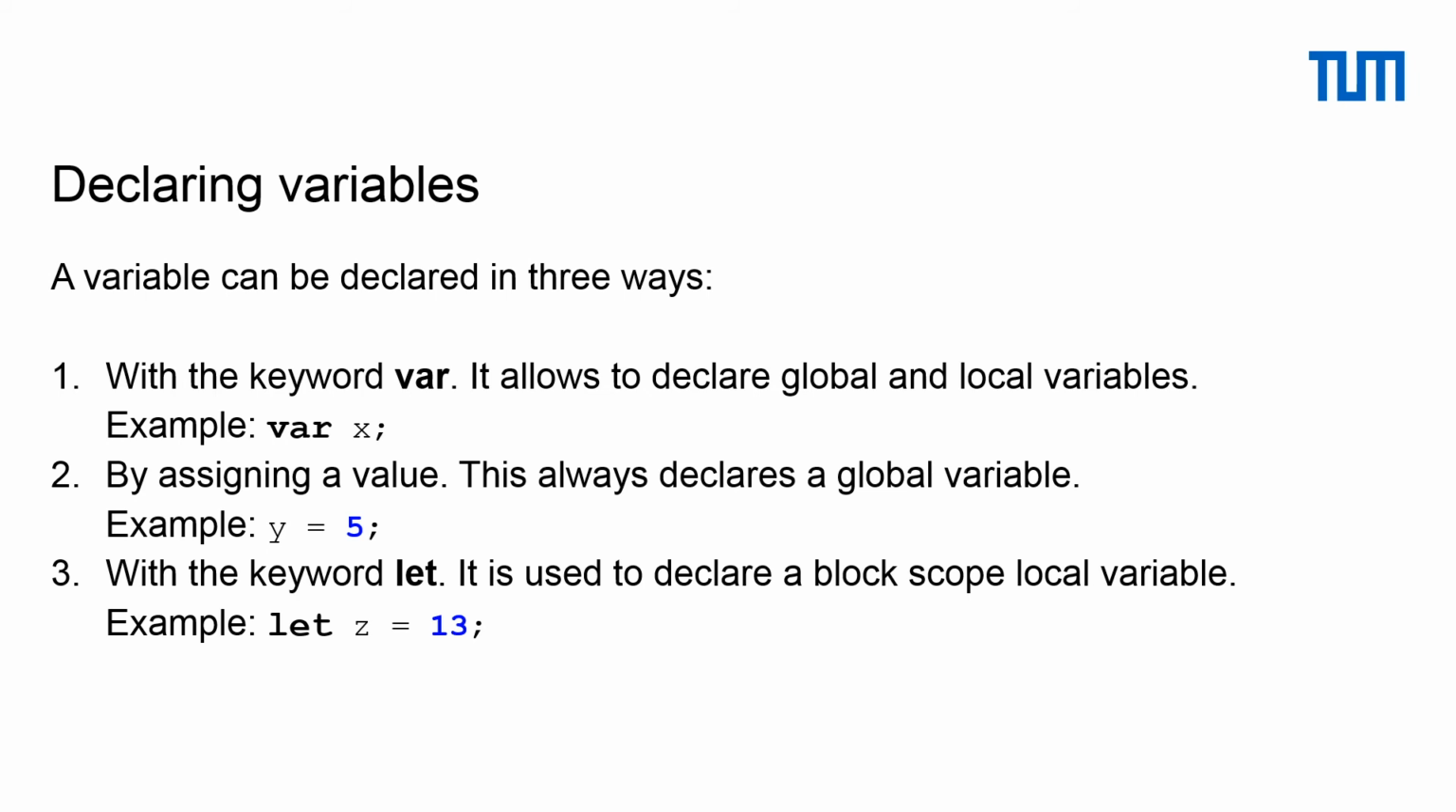Note, in our example, the variable x has no value specified. Second, we can declare a variable by assigning it a value. Doing so, we always declare a global variable, that is a variable available throughout the whole program. Finally, we can declare a variable using the keyword let, which tells the program that a variable is only available within the block scope of its declaration.